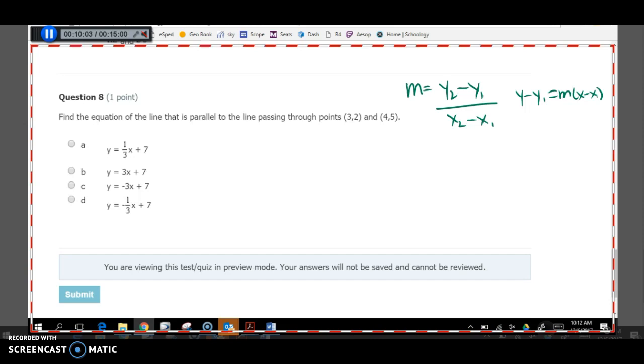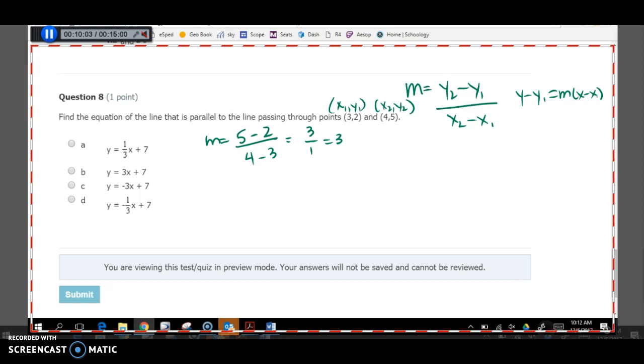Okay, so to find the slope, you plug the points in, x1, y1, x2, y2. So y2 is 5 minus y1 of 2 divided by x2, 4 minus 3. 5 minus 2 is 3. 4 minus 3 is 1, so your slope is just 3. And if you look at your answer choices, only one of those has a 3 in it.